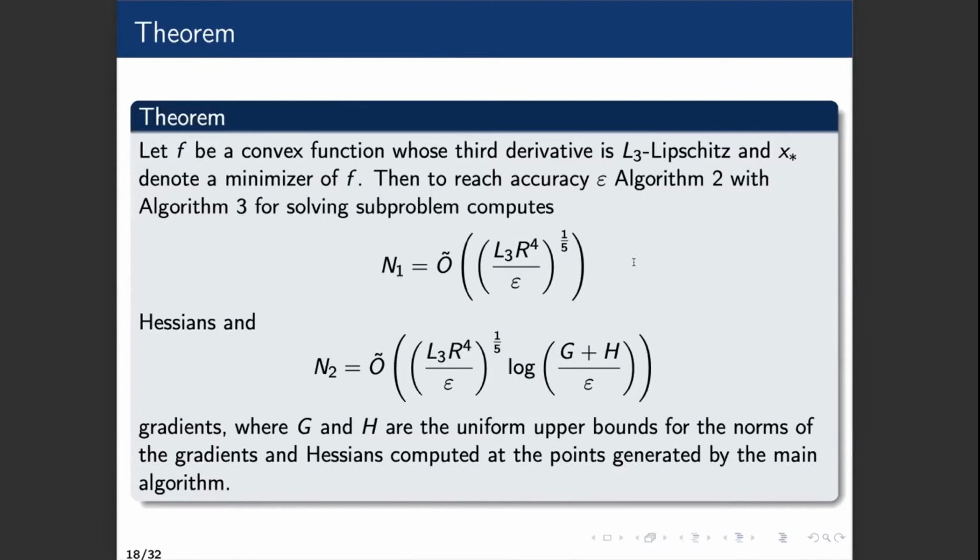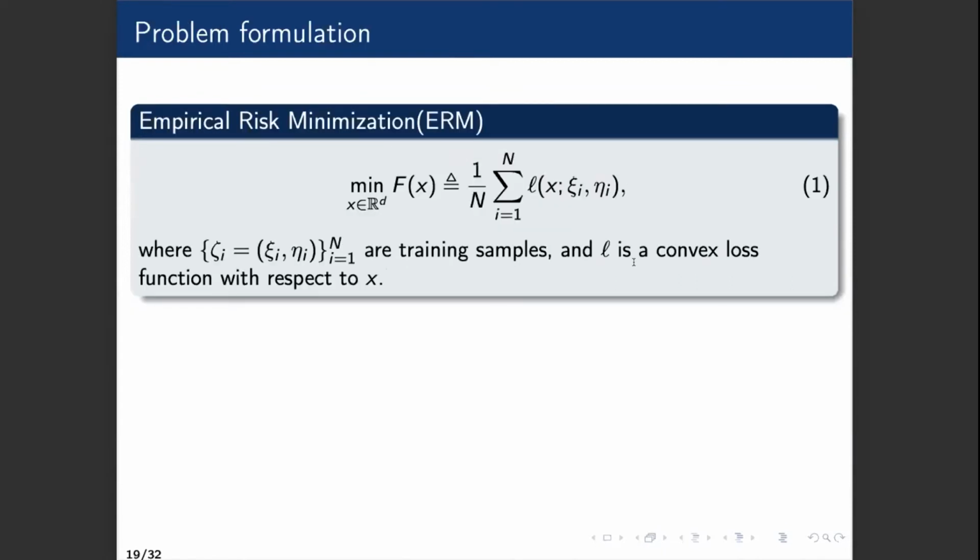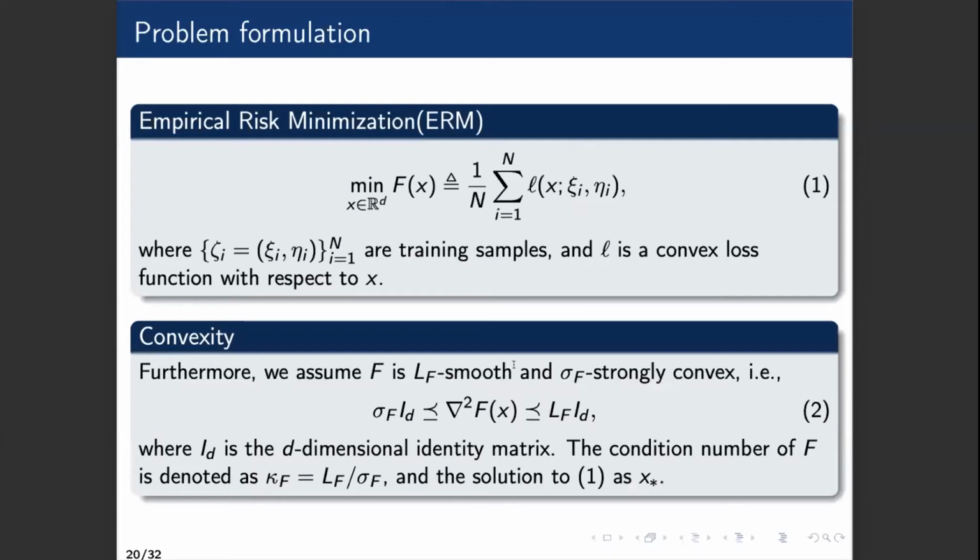And what is next? We want to use it for distributed optimization. So let's move to the empirical risk minimization problem. Here is the empirical risk minimization problem, where we assume that it's a convex problem, and we assume that the function f is strongly convex with respect to sigma f, and this is the condition number of such a function.